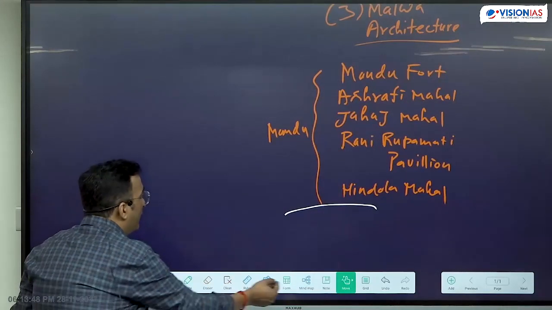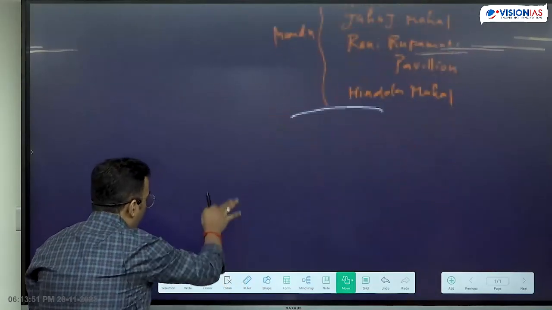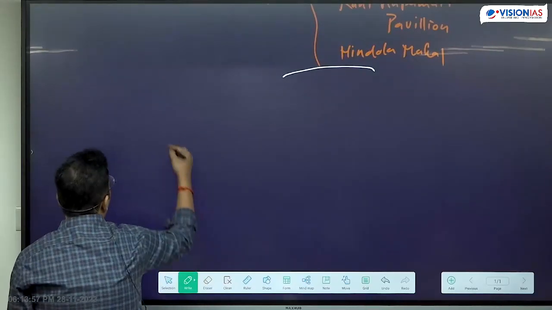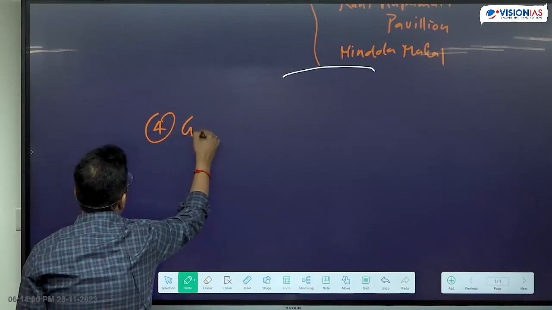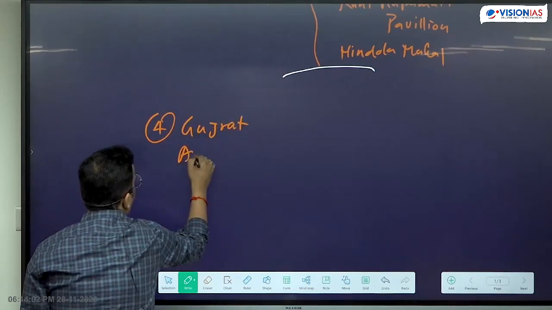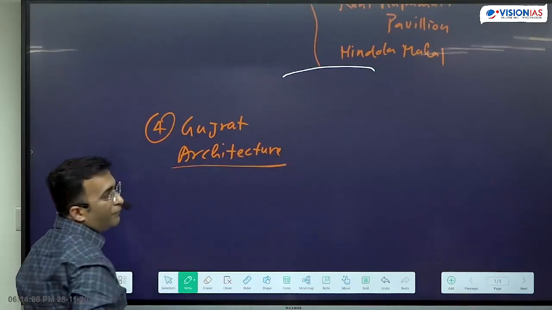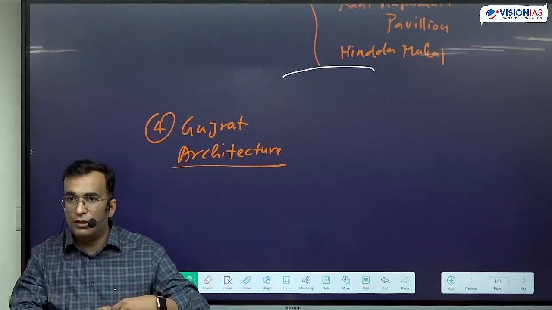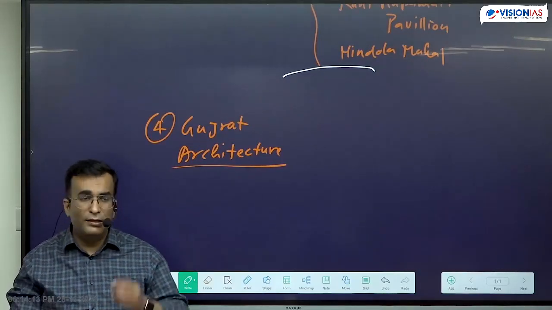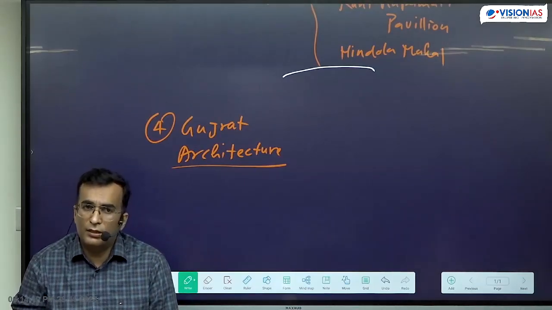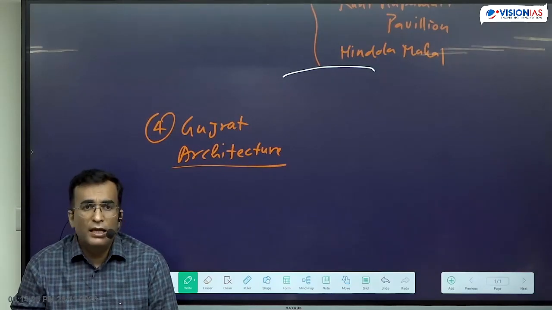Then after Malwa, the next area. I will add one more into your class, which I have not mentioned earlier. So at the 4th place, write Gujarat architecture. Gujarat architecture was also in this period between 1200 and 1600, and it was developed by some of the rulers of Gujarat, mainly Ahmad Shah and Bahadur Shah. In fact, it was Ahmad Shah of Gujarat who created the city of Ahmedabad.